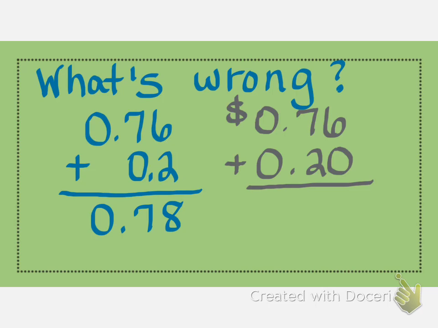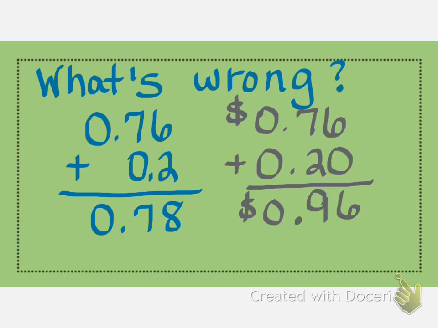What happens if I line the problem up like this? Do I get a different answer? I do get a different answer. What's the difference between the first problem and the second problem? Well, the difference is, in the first problem, the decimal points are not lined up, and I don't have the same number of digits that I have in the second problem.